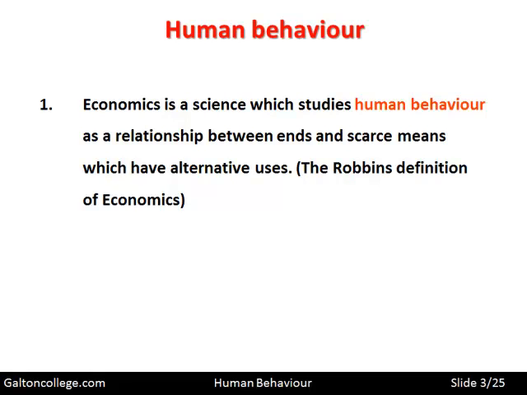Robbins said that economics is a science which studies human behavior as a relationship between ends and scarce means which have alternative uses. Now, in the definition, as you can see highlighted, it studies human behavior. Economics studies human behavior. So it's important that we have some idea of what is meant by human behavior.